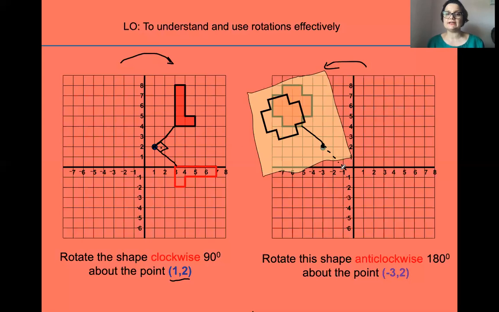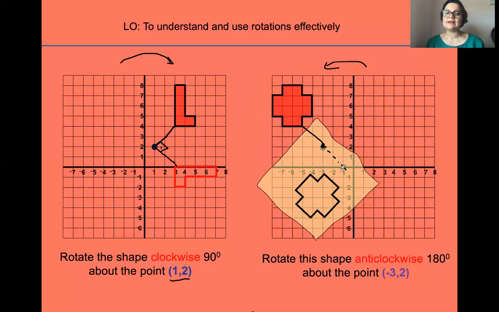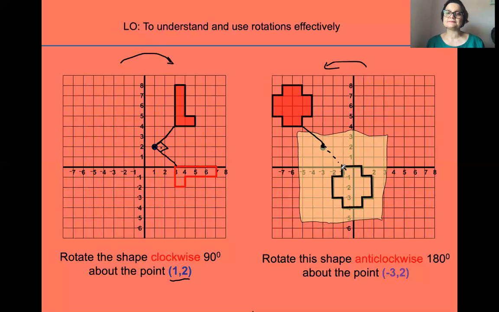So have a look. It is 180 degrees anti-clockwise, just like that. Okay, can you see the angle? This is the 180 degree angle. Then you must see. Okay, you plot this point. So this is the corresponding point of the shape.